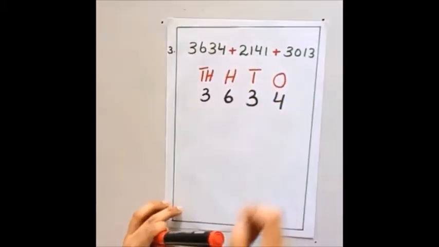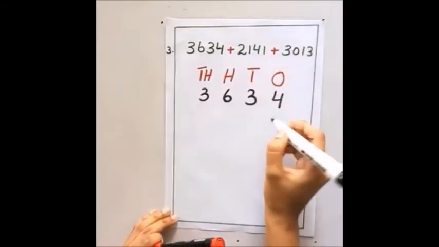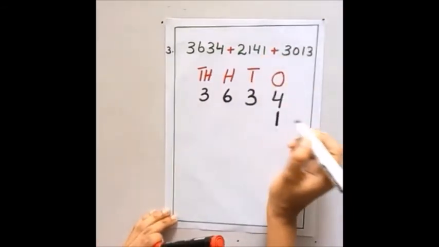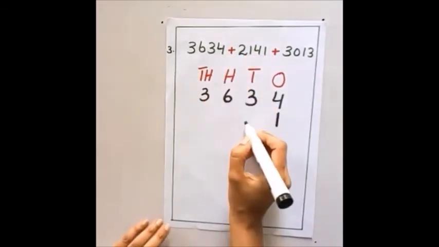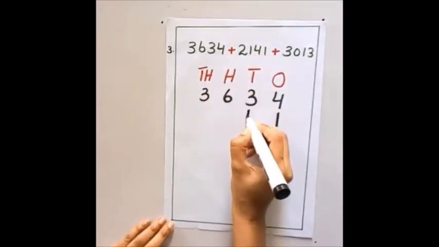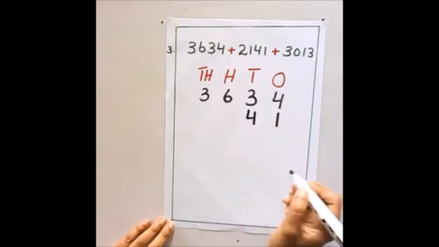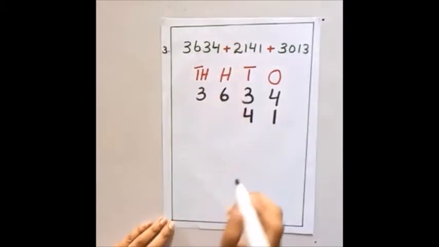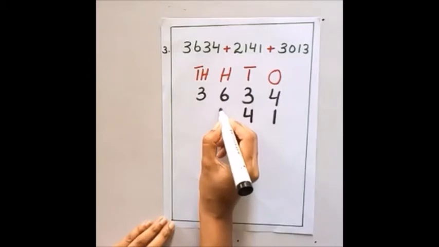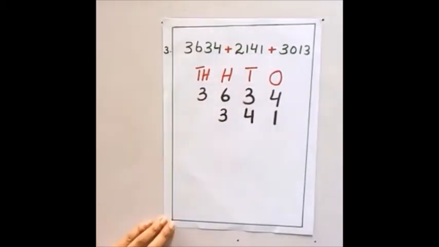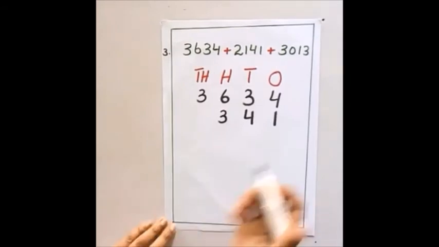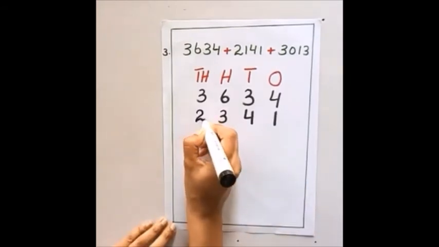In this number 1 is in the ones place, so I will write 1 under the ones place. Then 4 under the tens place. Then I will write 1 under the 100 place. Then 2 is in the 1000 place, so I will write 2 under the 1000 place.